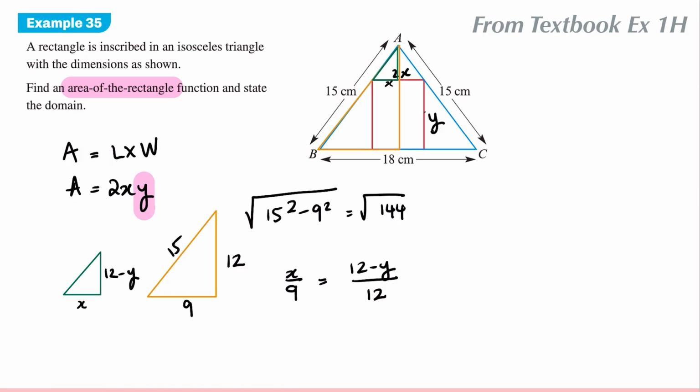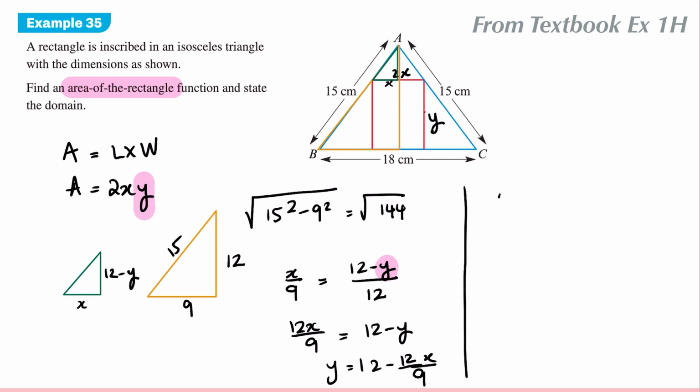Now remember what the whole point of this is, to get y by itself so we can substitute it into the original equation. So I'm going to go ahead and rearrange. So that'll be 12x on 9 is equal to 12 minus y. And then I'm just going to flip them. So I'll get 12 minus 12x on 9. All right, now that I have an expression for y, I can go back to my area equation. And instead of writing y, I can write 12 minus 12x on 9.